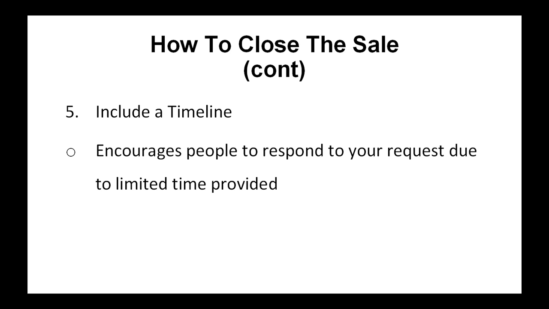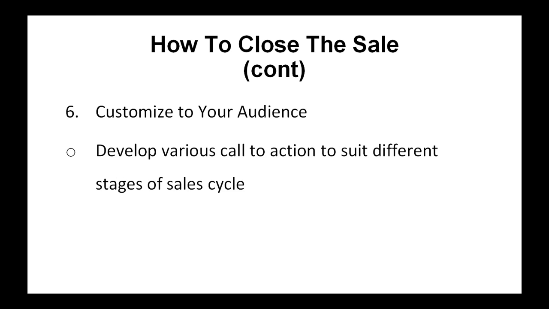The fifth example, include a timeline. A sense of urgency adds significance to your call to action. When there's a timeline on your request, readers understand they have a limited time in which to act, and that prioritizes a decision. To encourage readers to respond to your request, provide them a deadline. Try "take action now to earn our 25% discount," or perhaps "this offer is only available for 14 days only." The sixth example, customize to your audience.